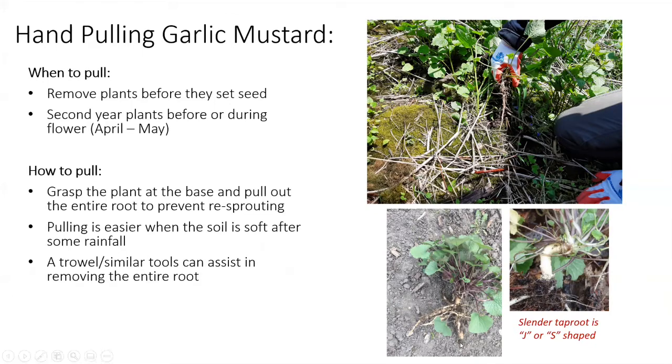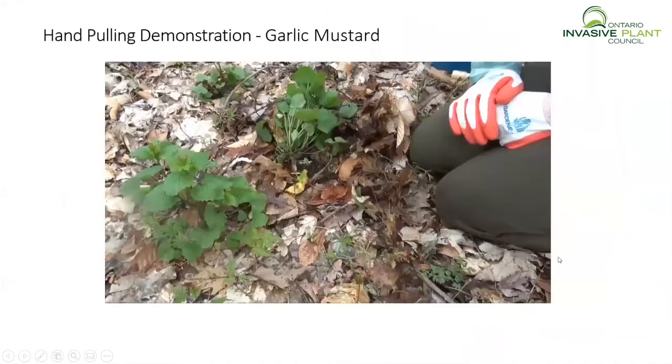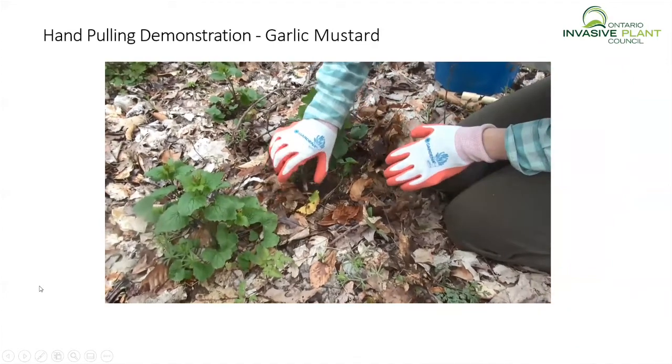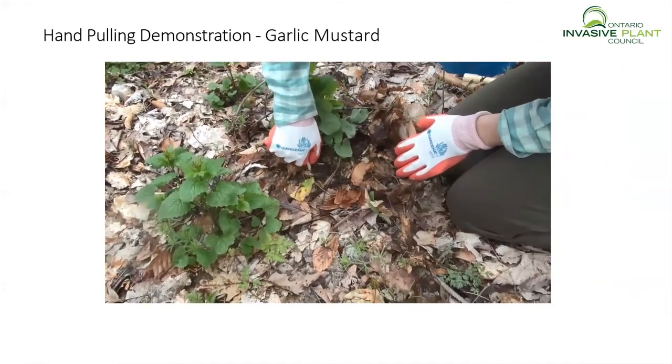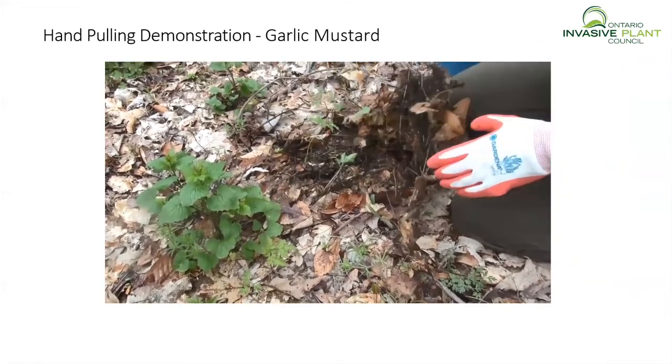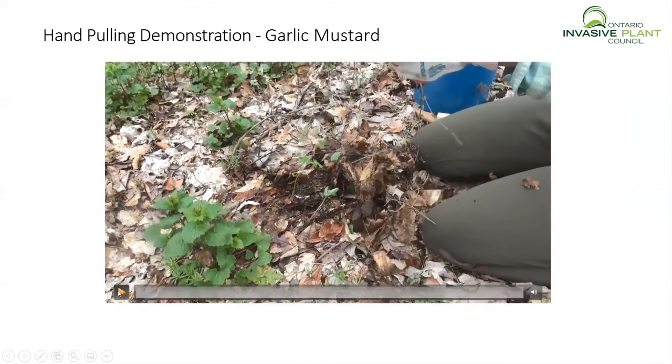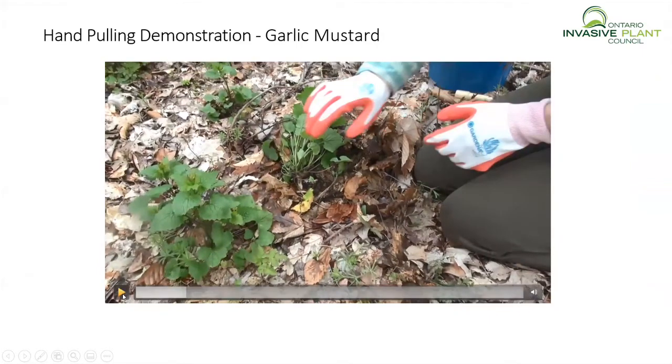As you're pulling, you'll notice the roots themselves have an S or J shape to them, especially the younger roots. And here I have a demonstration of me pulling garlic mustard in a forest. So as you can see here, the root came out fairly easily for me. It was fairly easy to pull out in this soil, but sometimes it can be a lot more difficult.